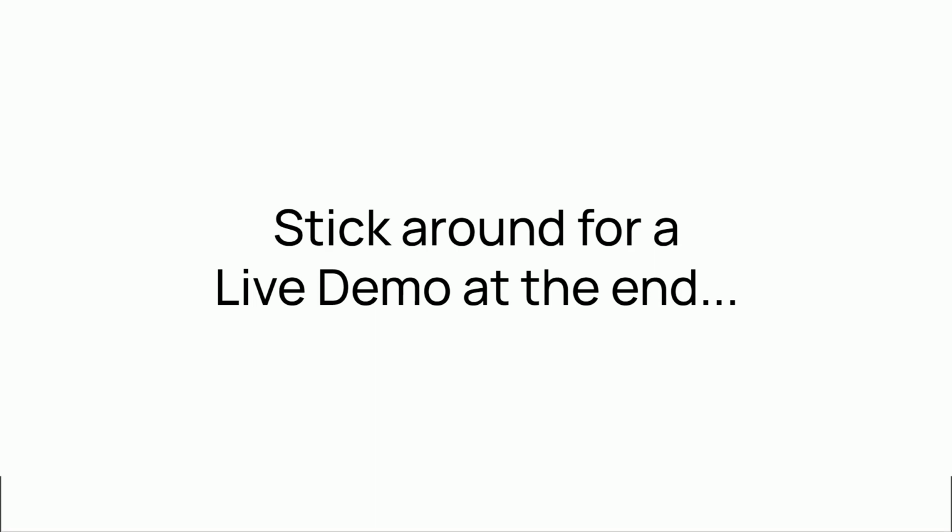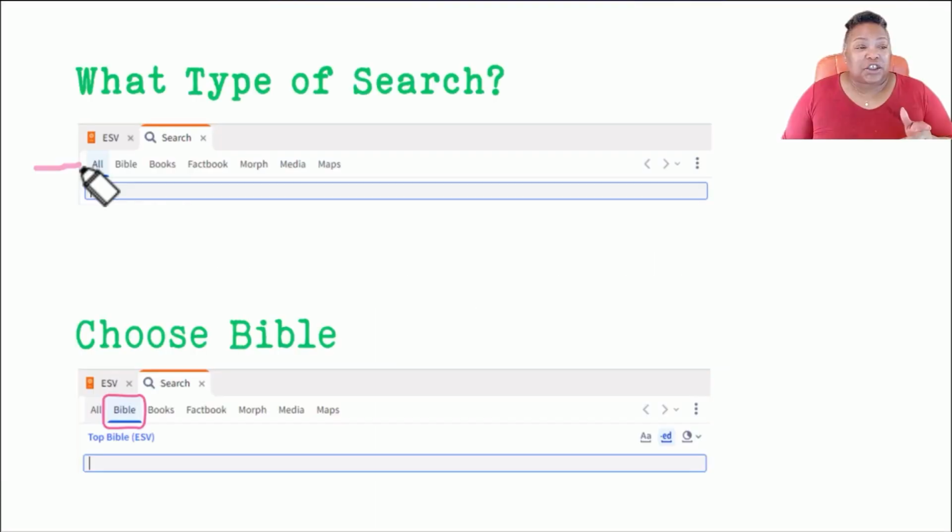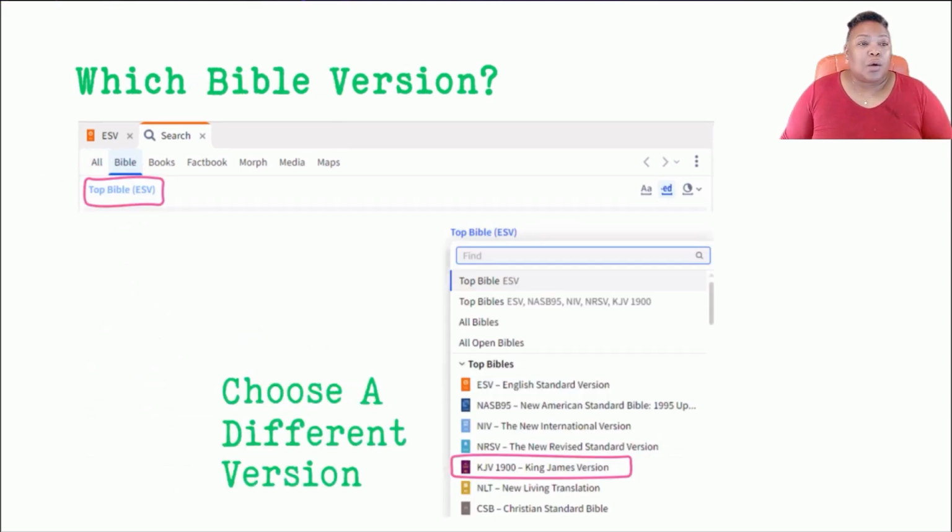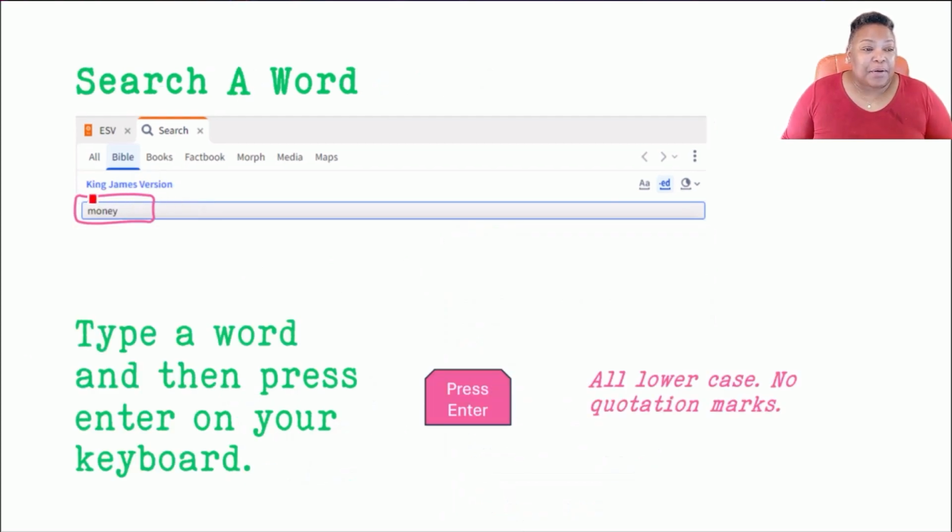The first line is having you answer the question, what type of search are you doing? We will be doing a Bible search, a search of Bible texts. So you click on Bible. Which Bible version do you want to use? Click here to choose the Bible version that you would like to use. In this box, type the word money and press enter.